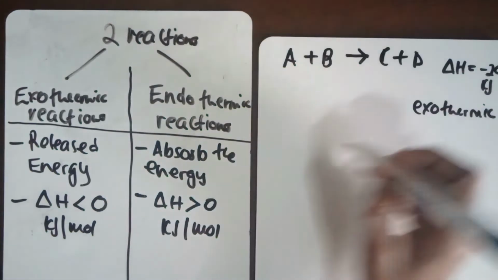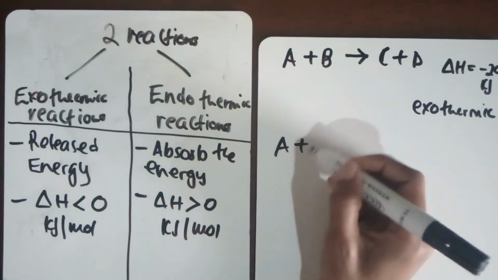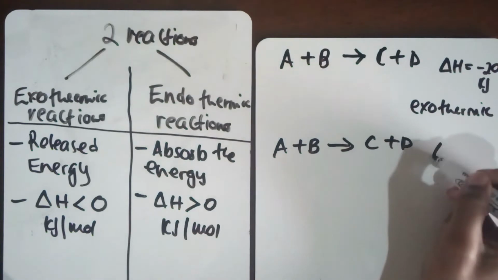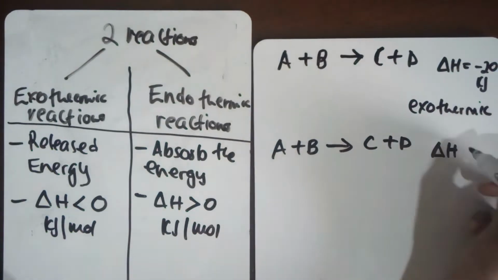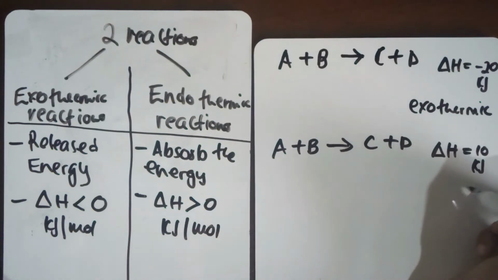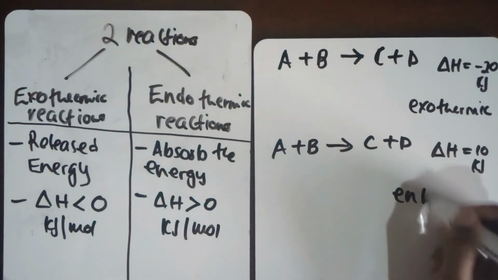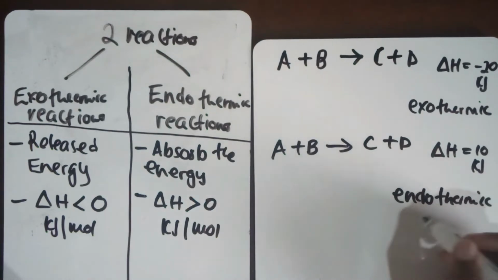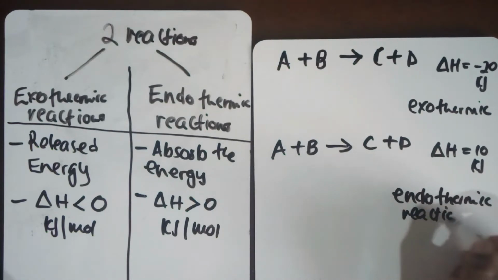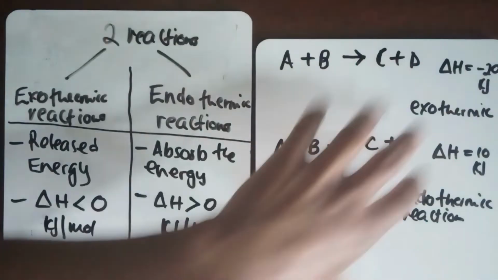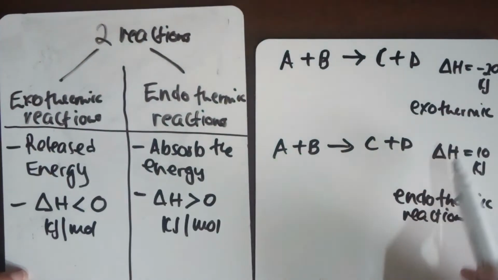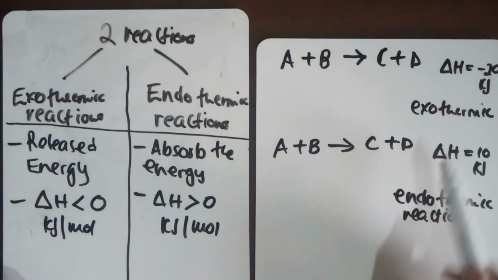right? And then if they give you a chemical equation, say A plus B gives us C plus D, and they write there on the side the change in H is maybe just 10 kilojoules, right? What that is telling you is that this is actually an endothermic reaction, right? So it's just very important to understand what this negative or positive enthalpy value means, right?